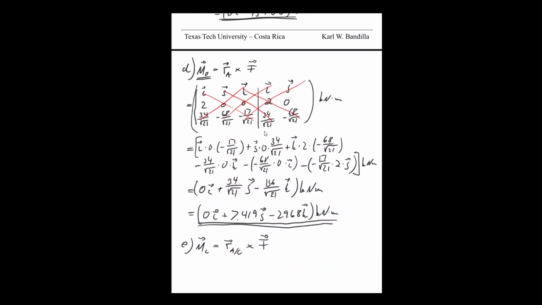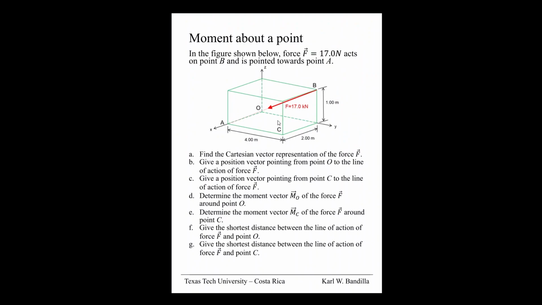So then MC is RAC crossed with F. Right, that's what we got. Again, instead of doing AC, we could have done BC as well, but that would have given us more components. The result would be exactly the same, but it just means we'll have to do a little more calculation.